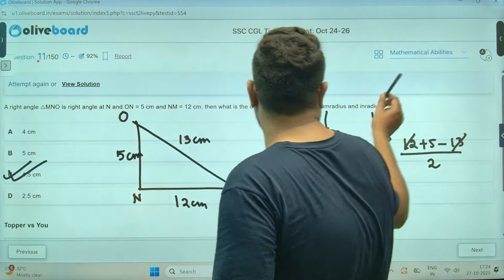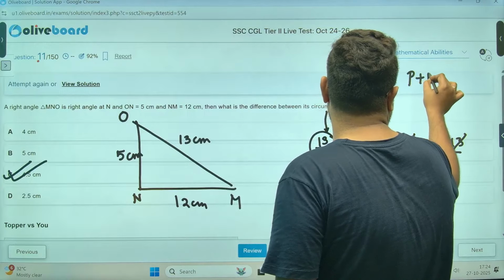You guys know the formula, na? P plus B minus H divided by 2. This is the inradius. I was doing it a couple of days back only. In the geometry demo class last week, I had done one PYQ exactly based on this. That was a ratio most probably, as far as I remember.